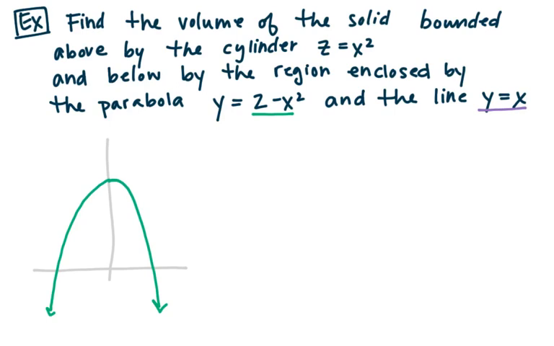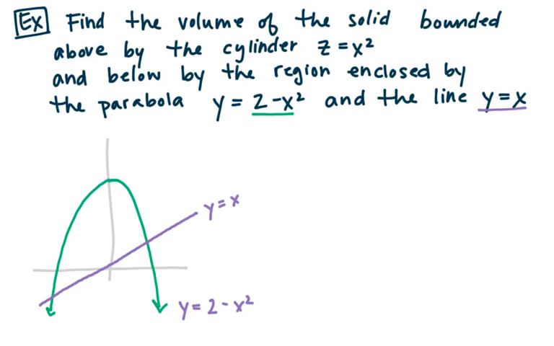And then we've got y equals x, which is the identity. So that's a line which goes through the origin at a beautiful 45-degree angle. We have y equals x and y equals 2 minus x squared.